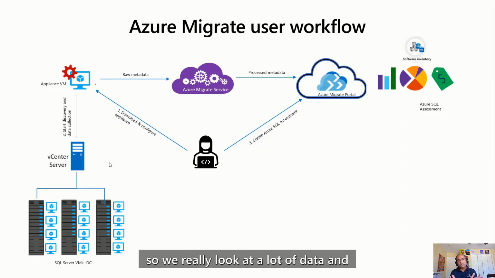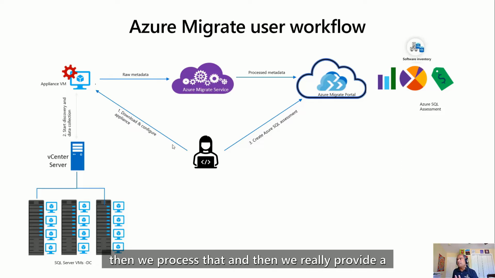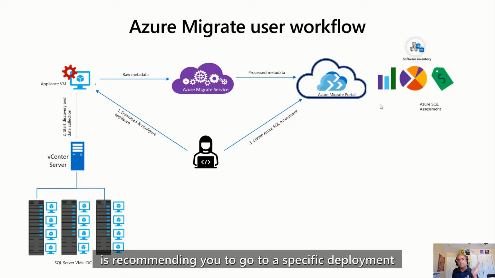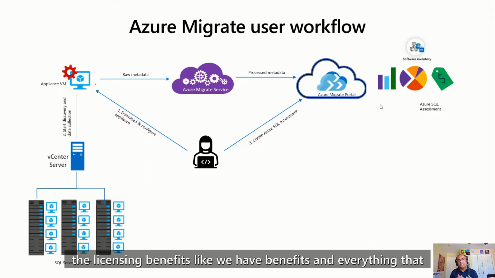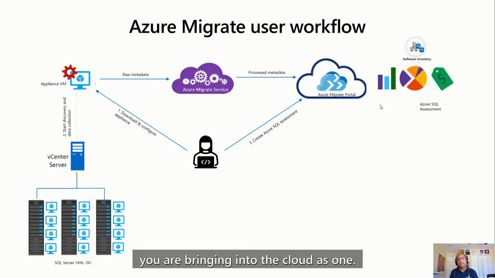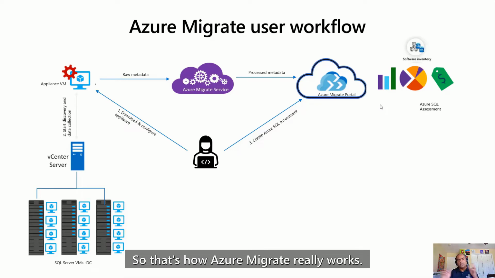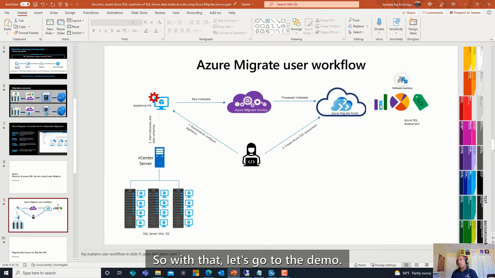We look at a lot of data, process it, and provide very comprehensive reports on which specific deployment option Azure Migrate is recommending. It also gives you the cost estimates for those deployment options, and it can apply all the licensing benefits, like AHB benefits and everything that you are bringing into the cloud as well. So it has very comprehensive reporting functionality that I'm going to show you as well. So that's how Azure Migrate works. With that, let's go to the demo.